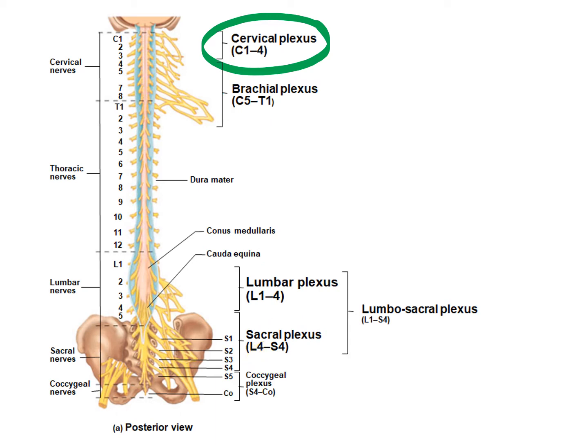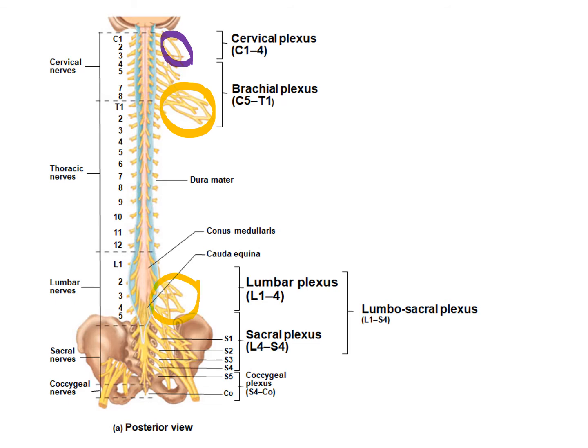When we look at these plexuses, you can see them on the diagram. This interbranching is the cervical plexus. This interbranching is the brachial plexus. This interbranching is the lumbar plexus. And there is the sacral plexus. You're going to need to be familiar with these plexuses and identify them on images and diagrams.